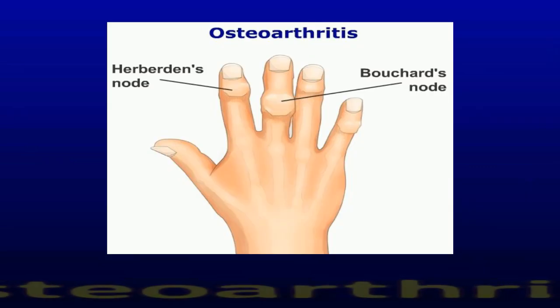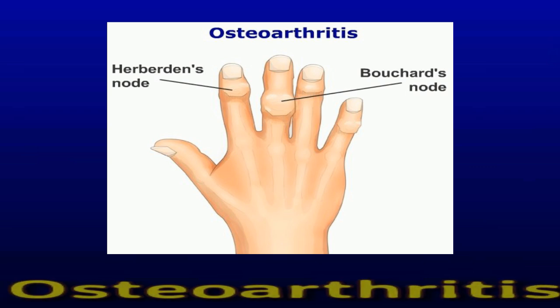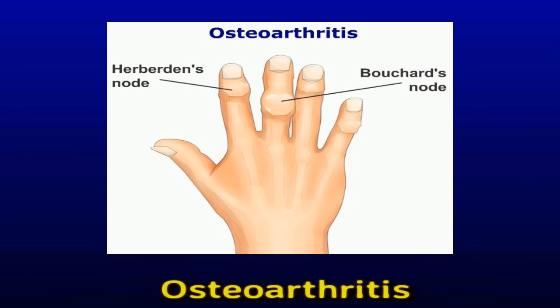Osteoarthritis. Osteoarthritis is the most common form of arthritis. It occurs when the cartilage that protects the ends of bones wears down. Although osteoarthritis can affect any joint, it most commonly affects the fingers and hands. In the fingers, osteoarthritis can cause pain, stiffness, swelling, and bone protrusions.